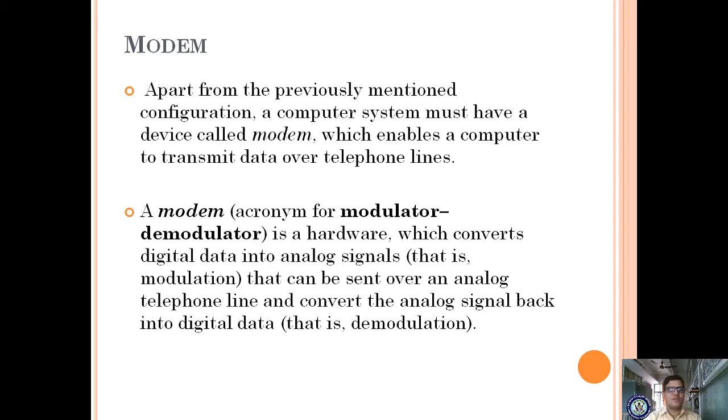Apart from the previously mentioned configuration, a computer system must have a device called a modem. If you want to connect your computer to a network, you require a modem. Nowadays, in place of a modem, dongles are used, right? Dongles are hotspots. Got it? A modem is a device which enables a computer to transmit data over telephone lines. By using this modem, you are using wired connections. Wired connection means cable connection, and the cable connection is of telephone lines.